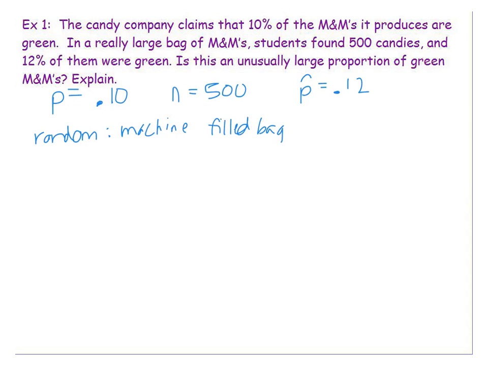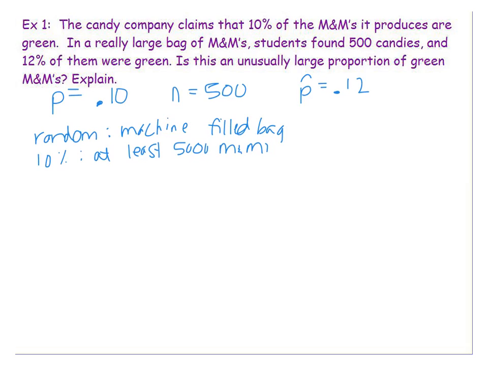Next thing we need to check, the 10% condition. So our sample was 500. So I told you, tack a 0 onto that. And the question is, is it safe to assume that there is at least 5,000 M&Ms in the world? I would say it's very easy to assume that there is at least 5,000 M&Ms.